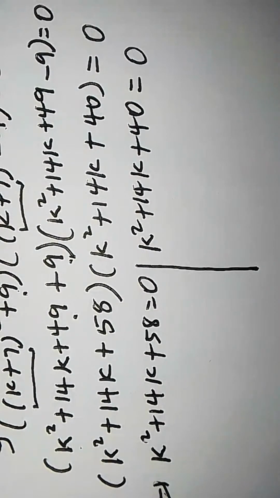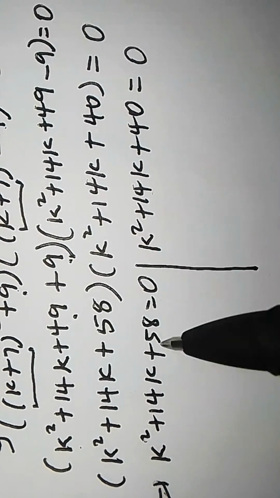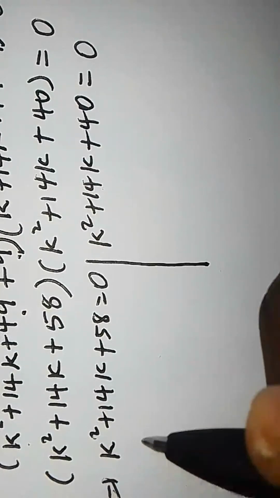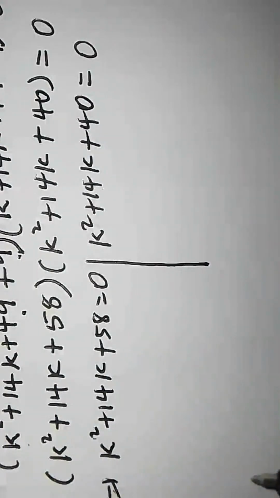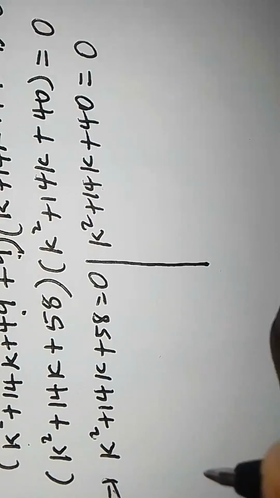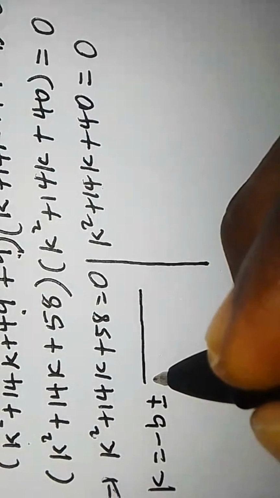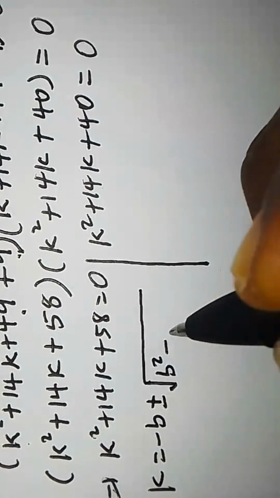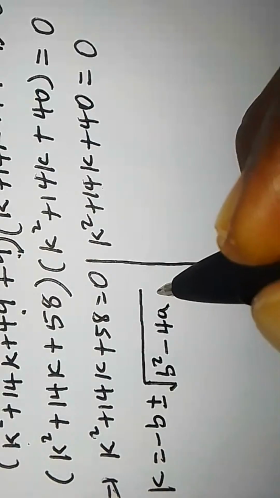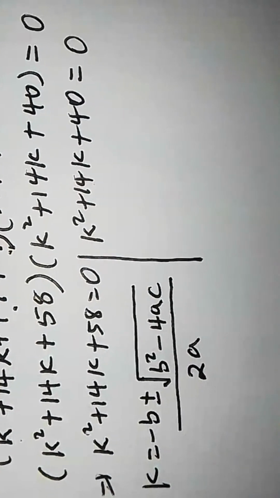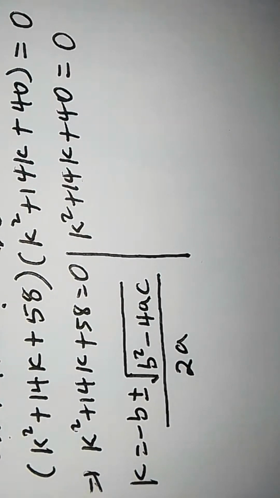Now, let's solve these quadratic equations one by one. Let's solve this guy first. You will notice that this quadratic equation is not factorizable. We can only solve it using the quadratic formula. k equals minus b plus or minus the square root of b squared minus 4 times a times c, divided by 2 times a. That's the quadratic formula we're going to use.